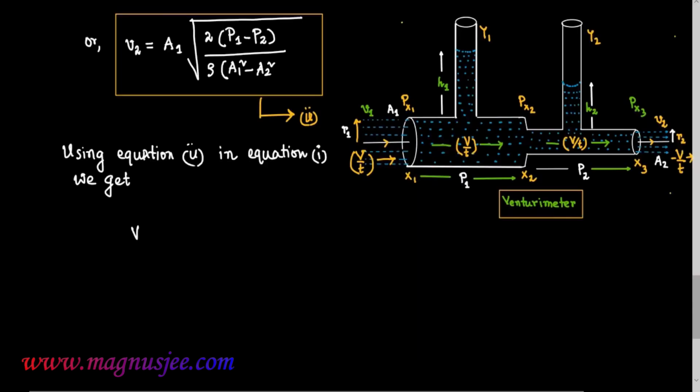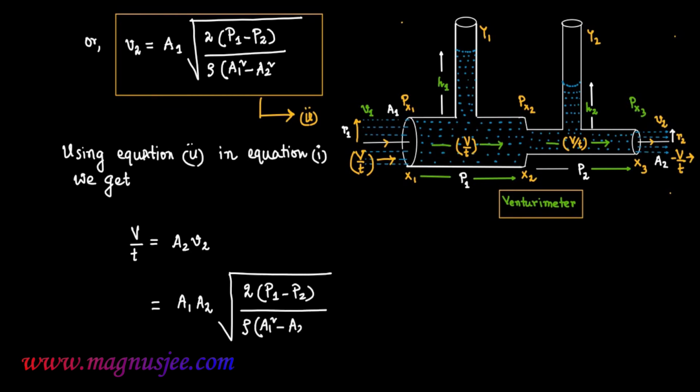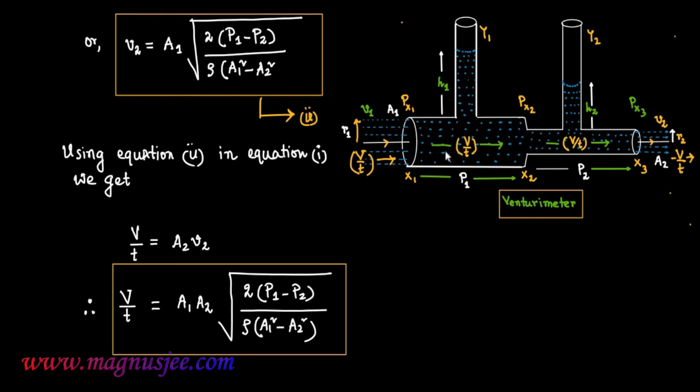Using equation 2 in equation 1, we get V/t = A2V2. Now putting the expression of V2 from equation 2, we get A1A2 √(2(P1 − P2)/(ρ(A1² − A2²))). This is the expression of V/t: V/t = A1A2 √(2(P1 − P2)/(ρ(A1² − A2²))). That is the rate of flow of liquid.